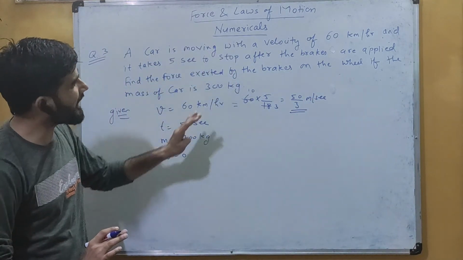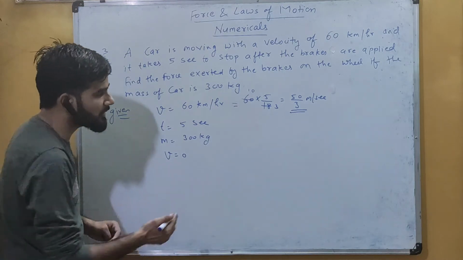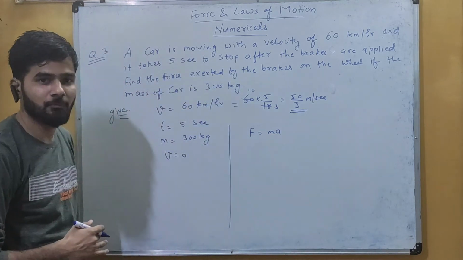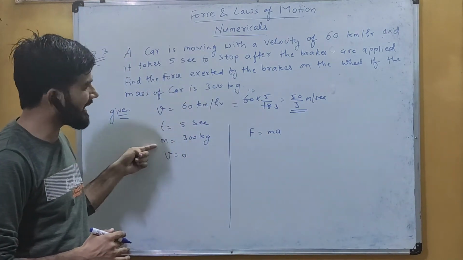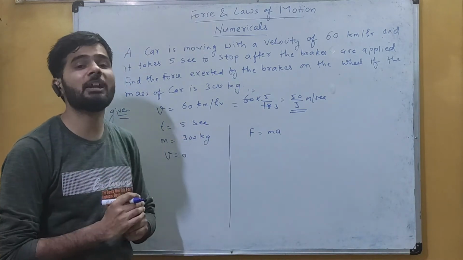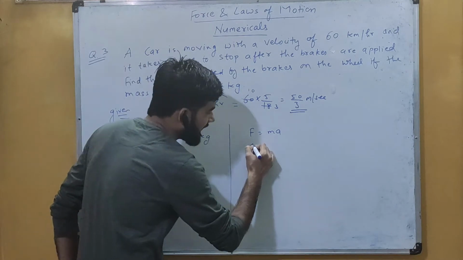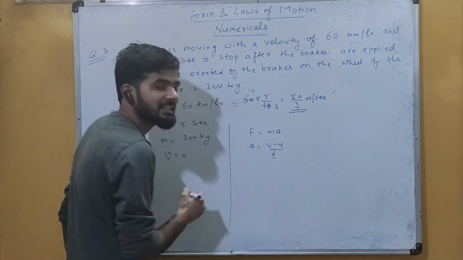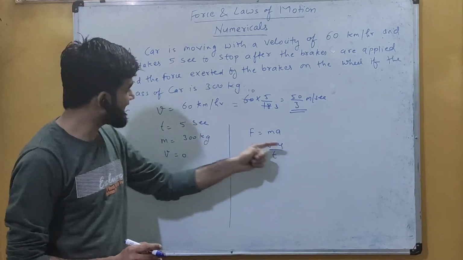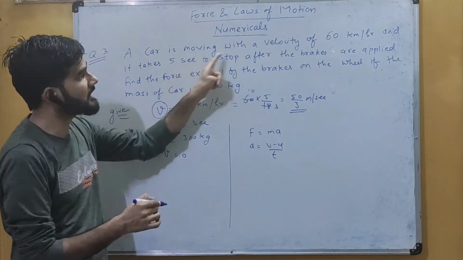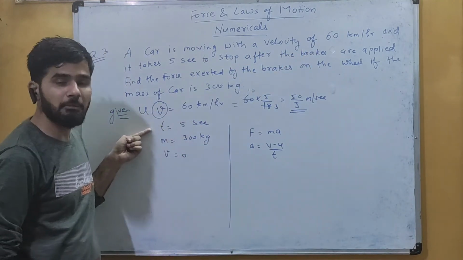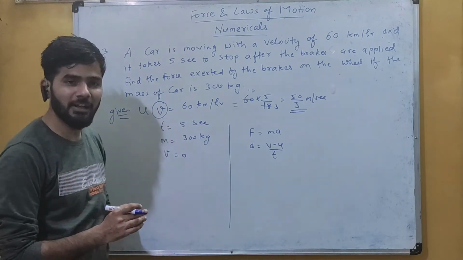Now we have to find the value of force. Do we have the formula for force? We have F is equal to mass into acceleration. Here we have mass, yes we have mass 300 kg, and acceleration we don't have, but we can calculate the value of acceleration from the formula a is equal to v minus u by t. Here v is the final velocity that is equal to 0, and u is the initial velocity, the velocity with which the object is moving, and time, the time in which the car stops, is equal to 5 seconds.